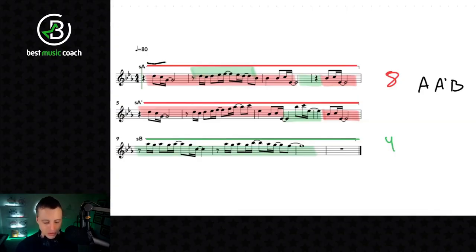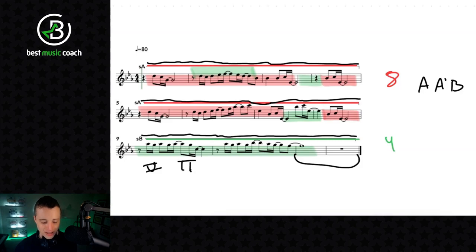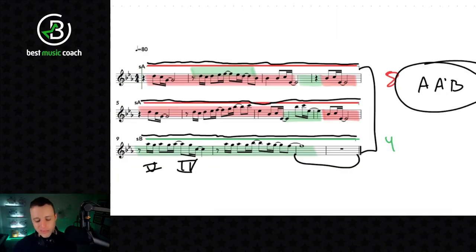So A. So we have like the turnaround here. We'd have the 5/4 business here. This is kind of structured like a blues. Anytime you see 12 bars, 12 measures, then you're going to think about, ooh, AAB, it's kind of bluesy. This is structured like a blues.